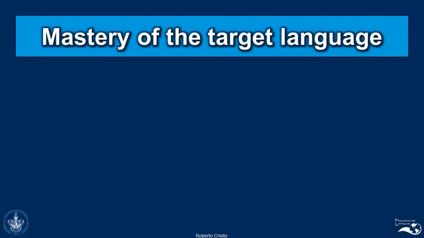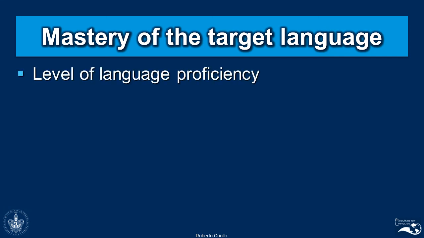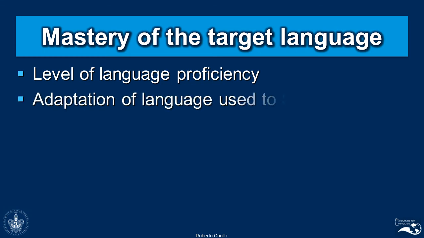Now, when we look at these elements, we can see that each of them also includes some other important elements inside. For example, when we mention the mastery of the target language, we can refer to the level of language proficiency, first of all, but also to the adaptation of the language that the teacher uses to address the students according to their level. That means we don't speak in the same way to beginning students as to advanced students.